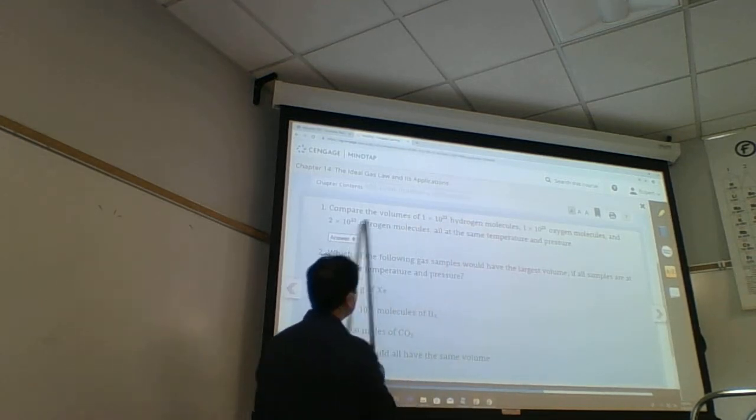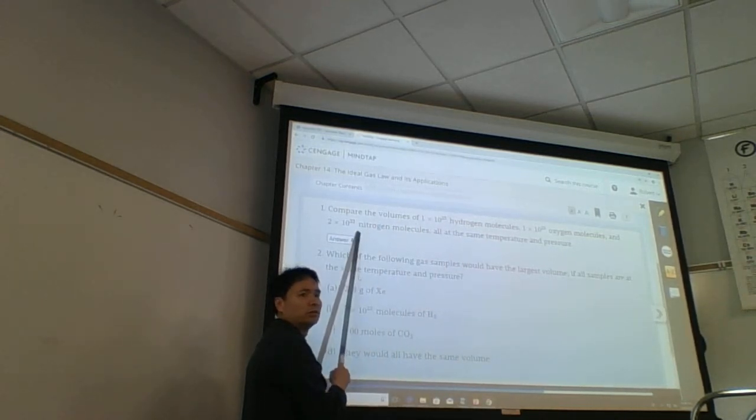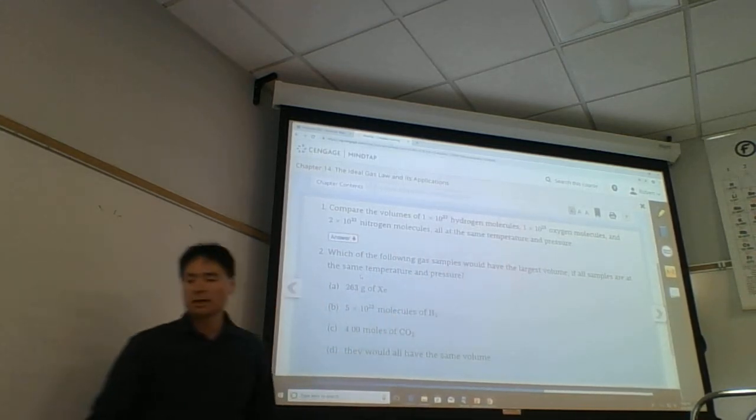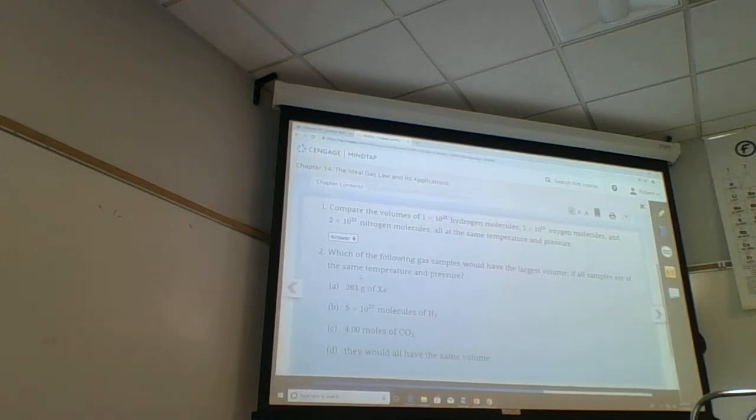How about 2? If we double the number of molecules, we need to double the volume. And so that's what we can say about that.